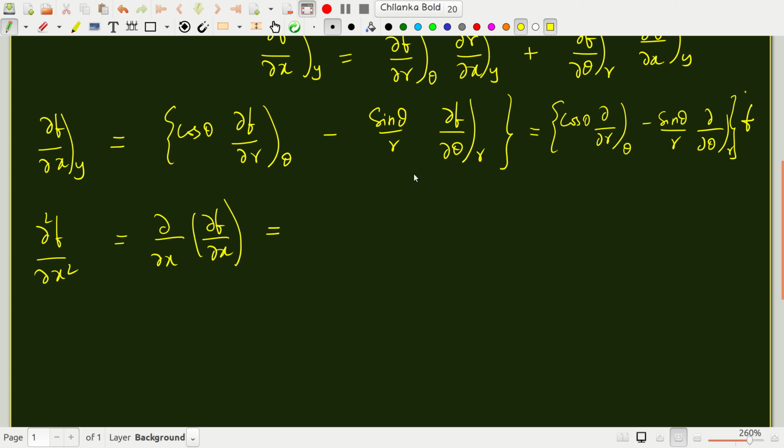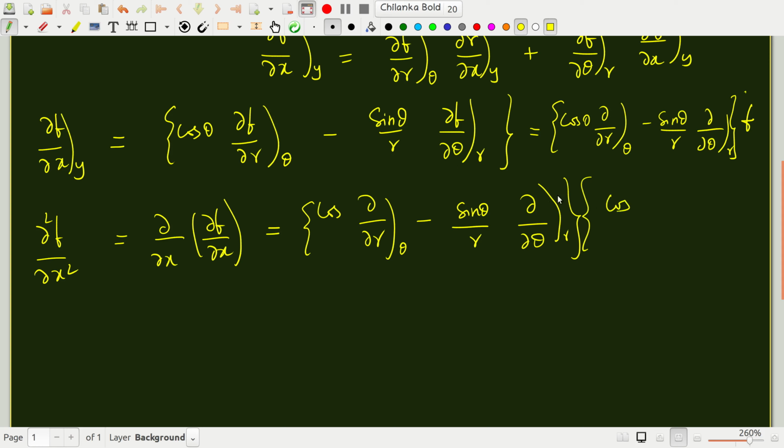Now this is the operator partial x operating on f expressed in terms of r and theta coordinates. Now I want the second derivative. So what I have to do is to operate this once again, with the same operator, cos theta partial by partial r at constant theta minus sine theta by r partial theta, right, operating on f. Sorry about this skewed writing.